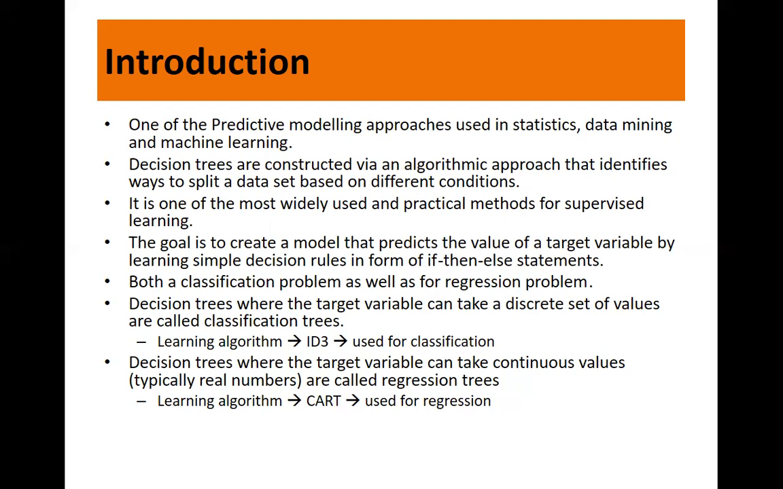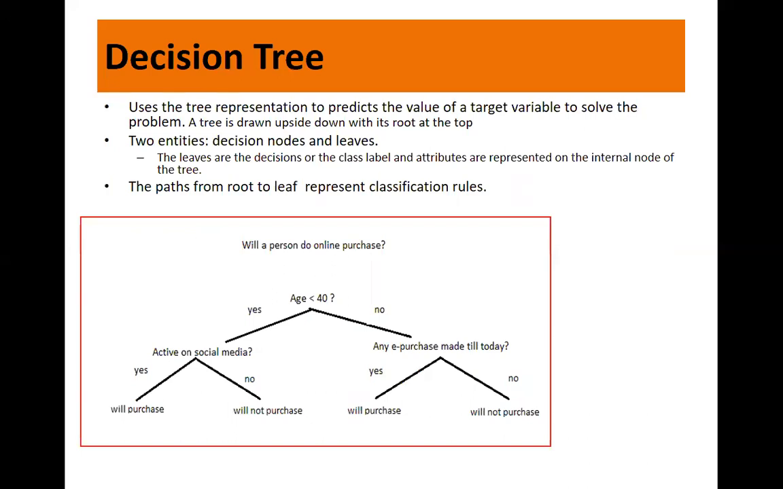As I already said, it's used for both classification as well as regression problems. Decision trees where the target variable takes a discrete set of values are called classification trees, and the learning algorithm used there is ID3, one of the most common decision tree algorithms, which is used for classification. And decision trees where the target variable takes continuous values are called regression trees, and the learning algorithm used there is CART.